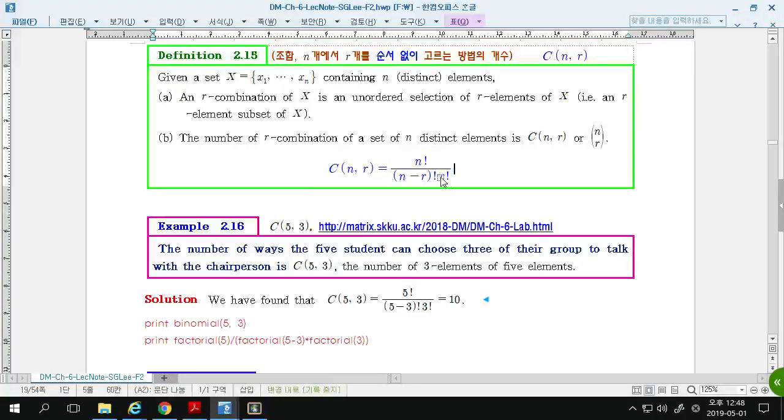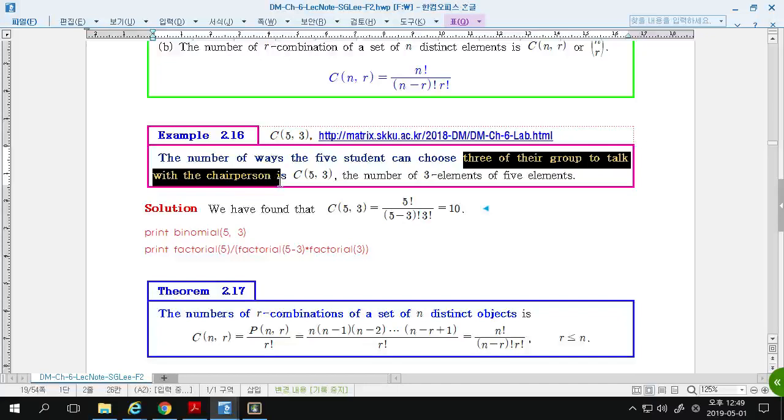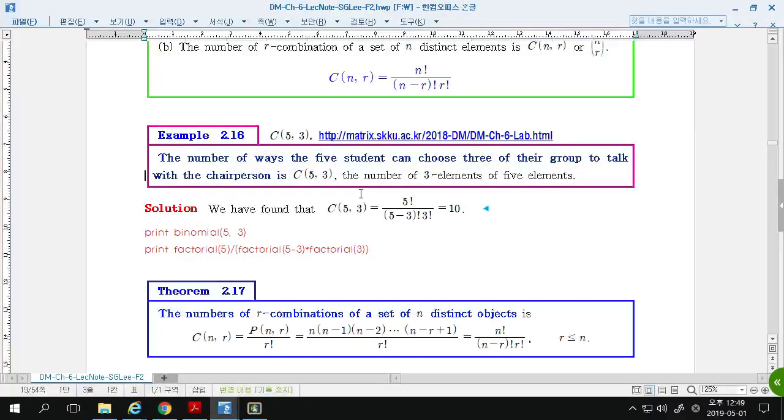It's related with this R factorial because of this unordered selection. Here, the number of ways the 5 students can choose 3 of their group to talk with the chairperson is 5 choose 3. The number of 3 elements out of 5 elements. Okay, what is it? We're going to choose 3 out of a 5 object set, which is 5 factorial over 5 minus 3 factorial times 3 factorial, which is 10. We have 10 choices like this.